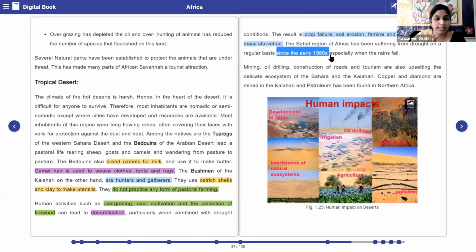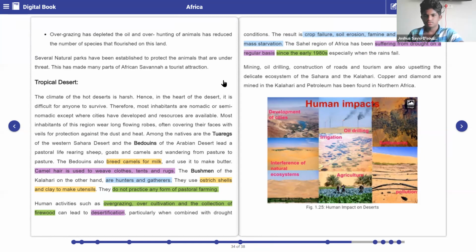Basically, these are the people who are living in this particular region. They have acquired their lifestyle, they are living peacefully over there. But there are various other human activities being carried out in the deserts also. They are overgrazing, over cultivating, deforesting, and desertifying it. Because of that, there is crop failure, there are famines, and most of the people are suffering. They are having mass starvation.